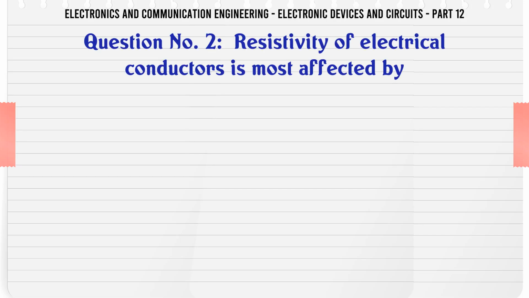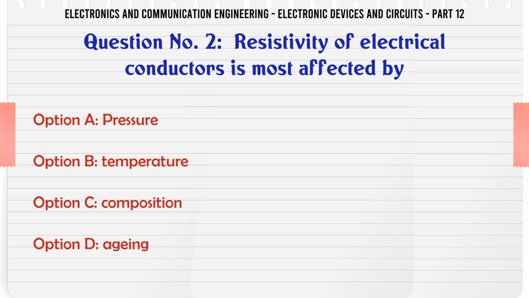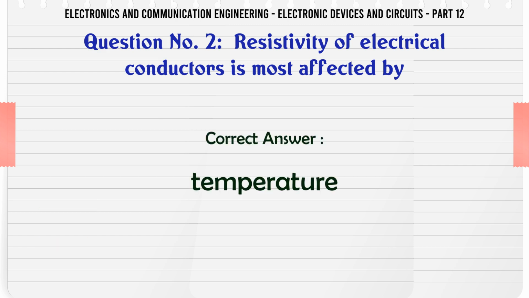Resistivity of electrical conductors is most affected by A. Pressure, B. Temperature, C. Composition, D. Aging. The correct answer is temperature.